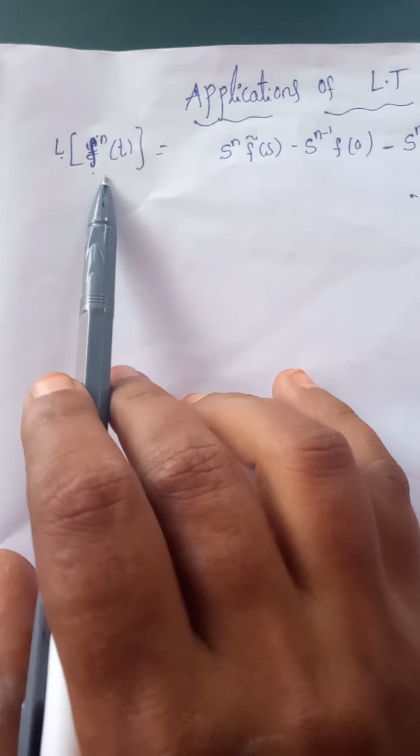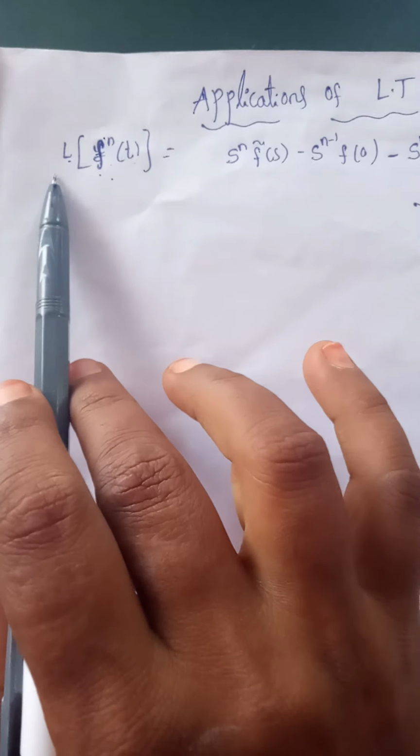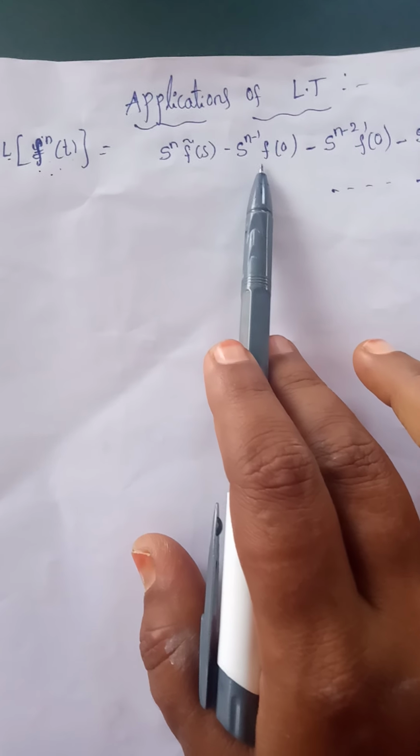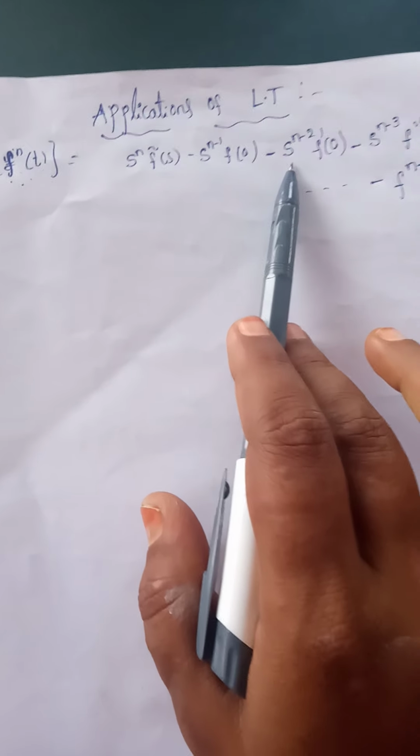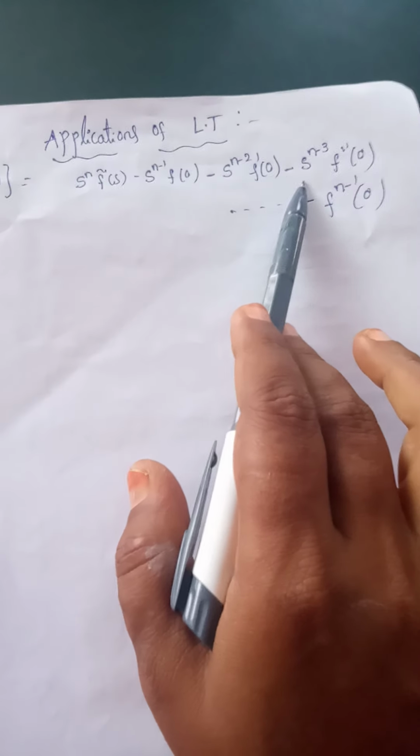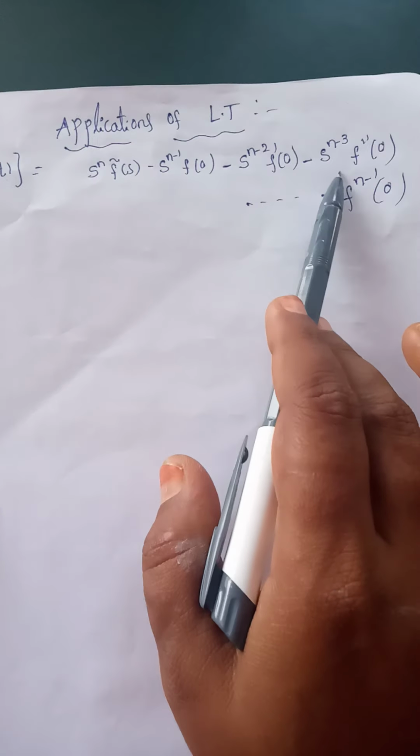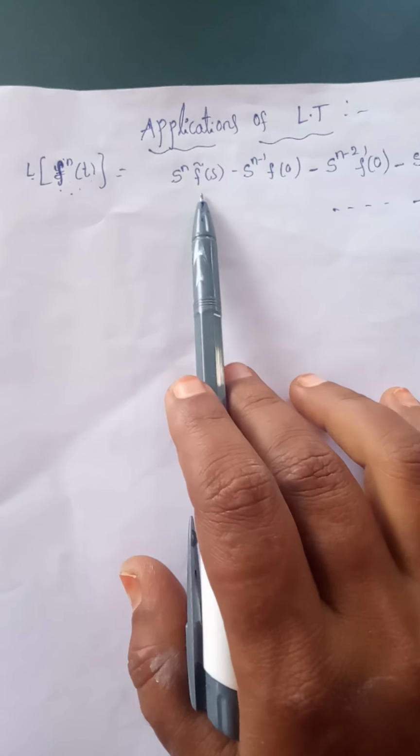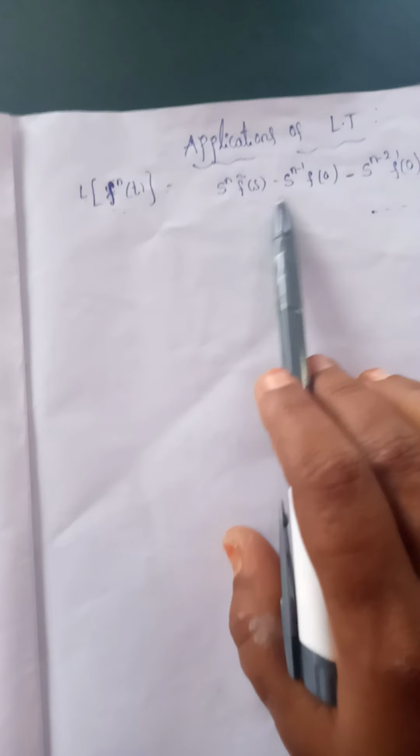First, you can write the formula L of f nth derivative of t. The Laplace transform of the nth derivative of t, we know the formula: s to the power n times f bar s, minus s to the power n minus 1 f of 0, minus s to the power n minus 2 f dash of 0. So the power of s is decreasing, and the derivatives of f are increasing. We know the formula for the nth derivative, and using this formula you can solve the problem.